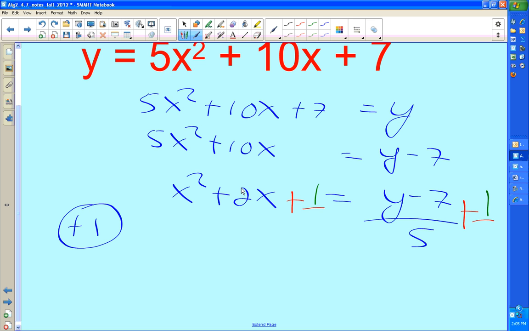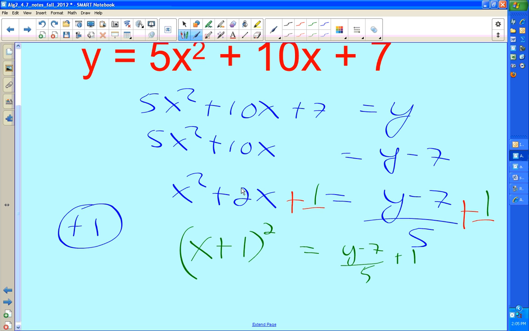How does the left side factor? x plus 1, parentheses squared. On the right-hand side, just leave it y minus 7 over 5 plus 1. You might be tempted to clean it up, but all of that stuff has to go in a minute anyway.